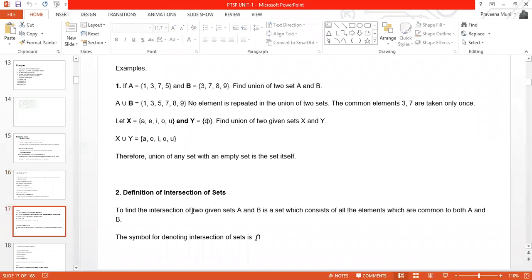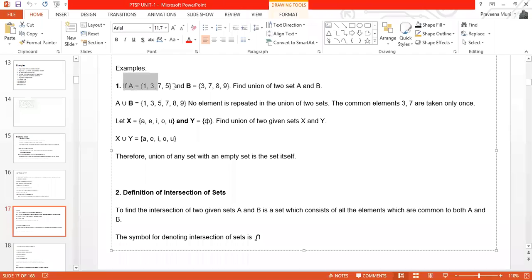Now we'll see the next operation. Here we'll see some examples. A is given as {1, 3, 7, 5}, B is given as {3, 7, 8, 9}. Can you tell me what is A union B? A union B is {1, 3, 5, 7, 8, 9}. See here 3 and 7 are repeated, so we have to write them only one time.